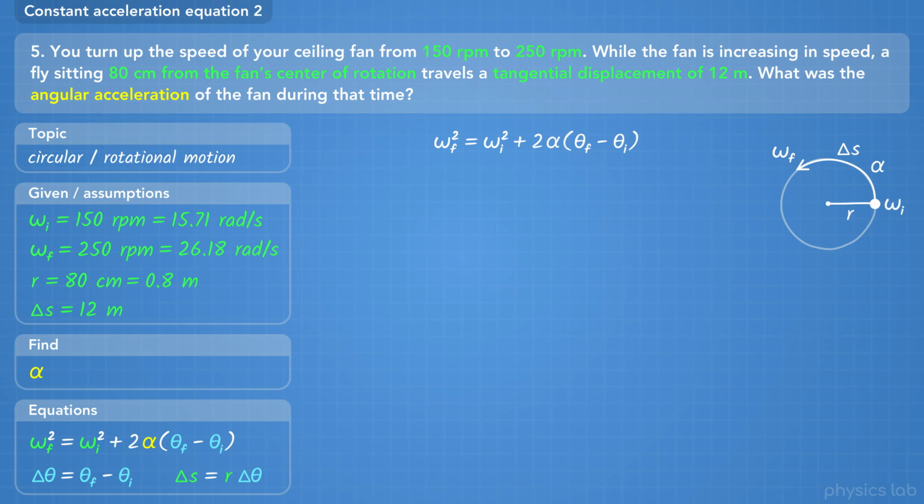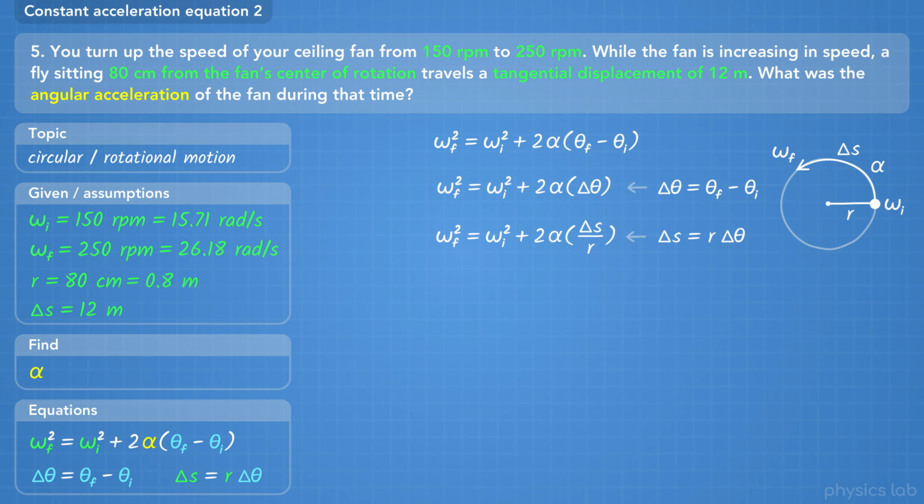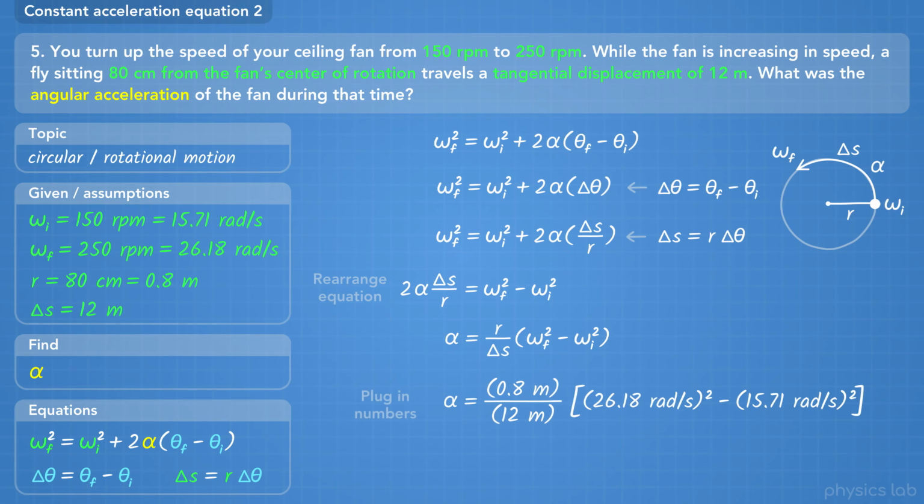Okay, now we can use our equations. Starting with the acceleration equation, we can replace theta final minus theta initial with delta theta. Then we can replace delta theta with delta s over r. Now we can rearrange this equation to isolate the variable we're looking for, alpha. Finally, we can plug in the numbers we have for each variable using the SI units. When we calculate that, we find that the angular acceleration, alpha, is 29.2 radians per second squared.